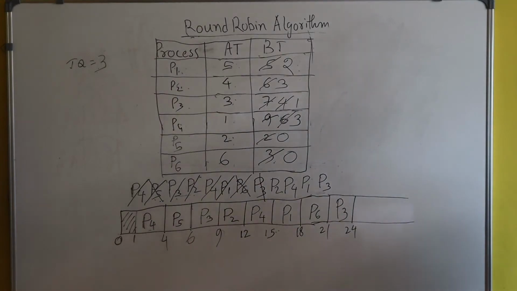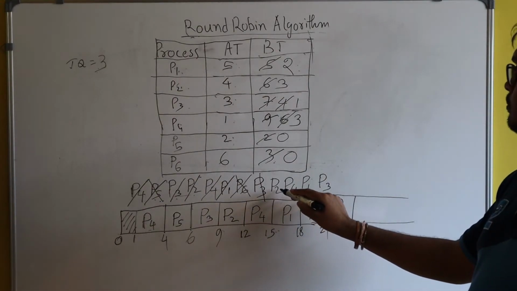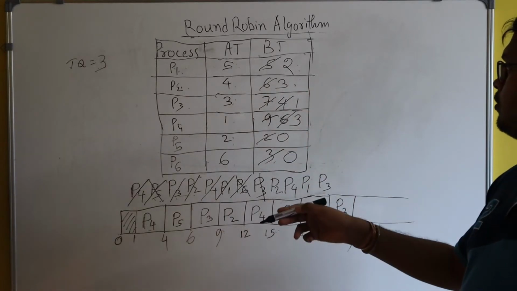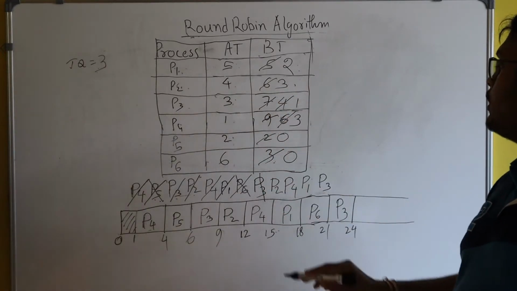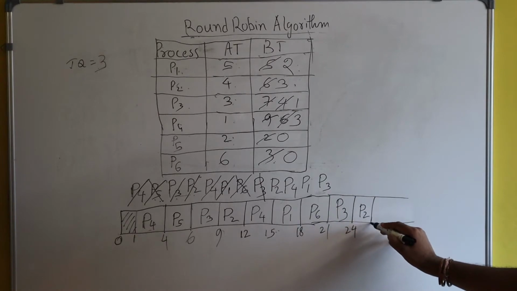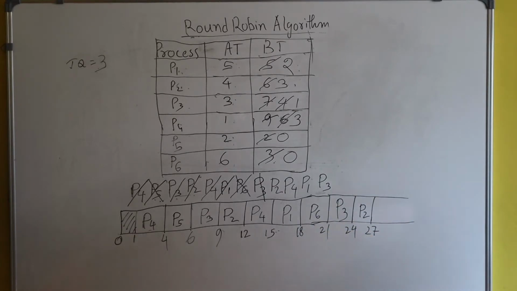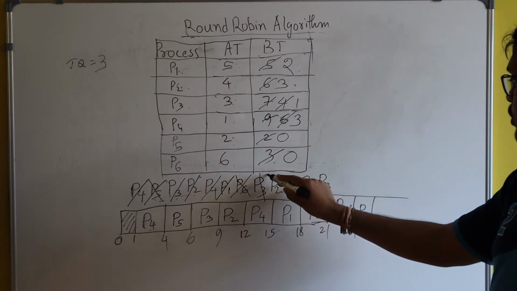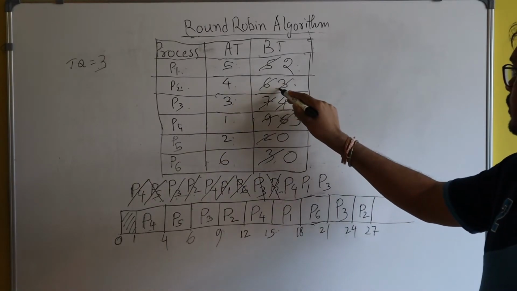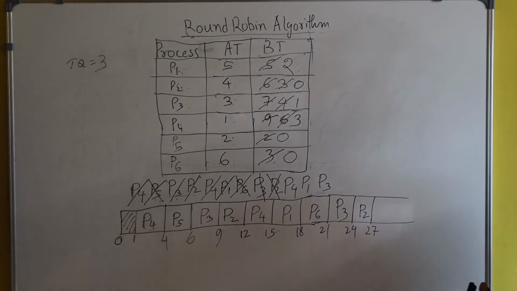Okay. Now it's P2's turn. So 3 seconds is left for P2. So P2 will fully execute because time quantum is also 3. So here I will write P2. 24 plus 3, 27. So now P2 is done. P2 is fully completed. So here 0 seconds. So only 3 processes are left: P4, P1 and P3.